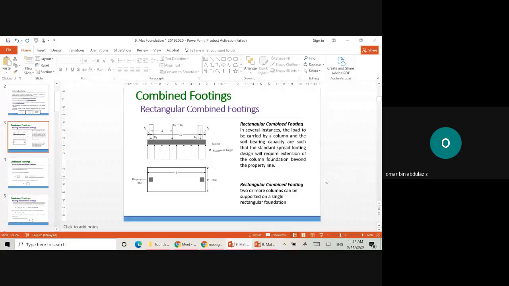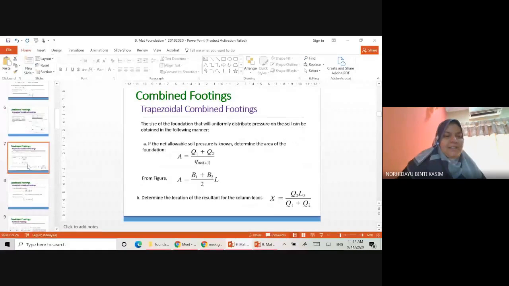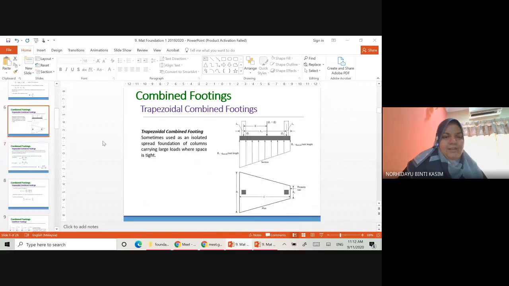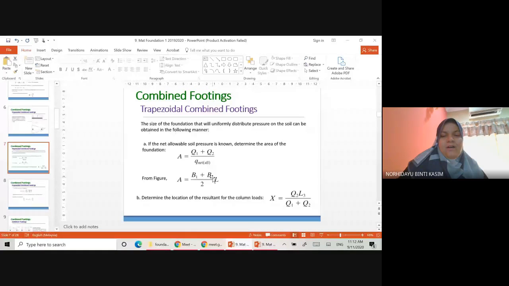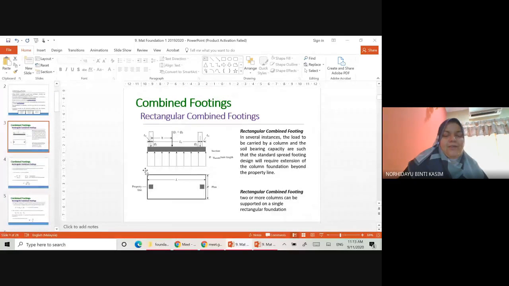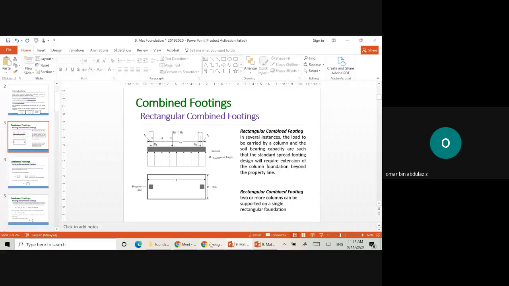Okay, I got it. Because just now the shape of the trapezoidal, the B is different. So that's why they come up with this equation, B plus B2 over 2 times L. But for the rectangular, you don't need a special equation to calculate the A. The A is equal to width times length. I hope it answered your question. Thank you, I got it.